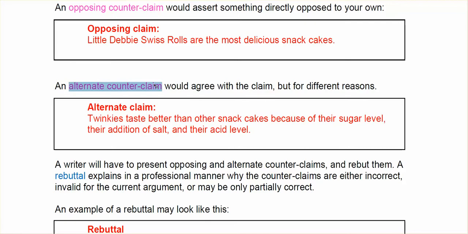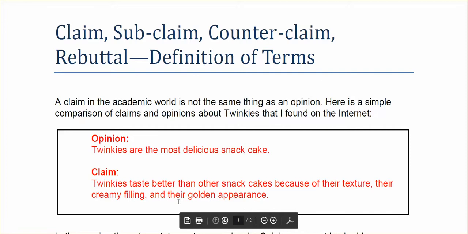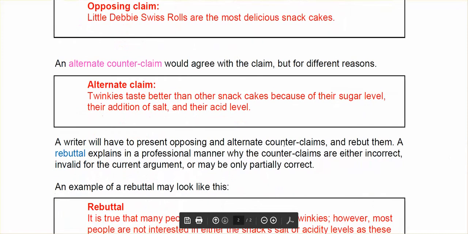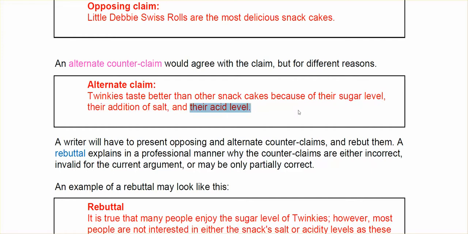Alternate counterclaims, these are folks who maybe agree with us, but maybe for other reasons. So these are other Twinkie admirers, but they don't think Twinkies are the best because of their texture, their creamy filling, and their golden appearance. They think Twinkies are better because of their sugar level, their addition of salt, and their acid level. Okay, I have no idea. Like I said, I don't eat Twinkies, so I don't have any idea. But the point is, an alternate counterclaim agrees with me, but just in a different way.